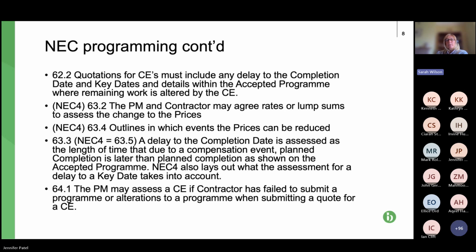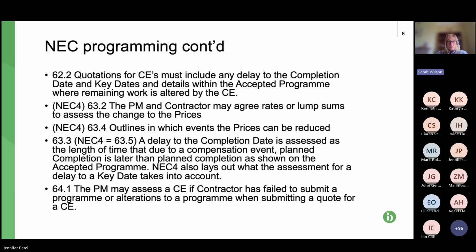So clause 62.2, I'm sure you know this already because we pretty much cover it every month, but your quotation for a compensation event must include not only the money side of things, but also any extension of time to your completion date, contractors and subcontractors, and of course any financial impact of any delay. So bear that in mind.